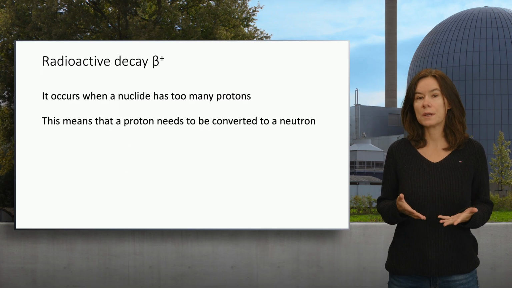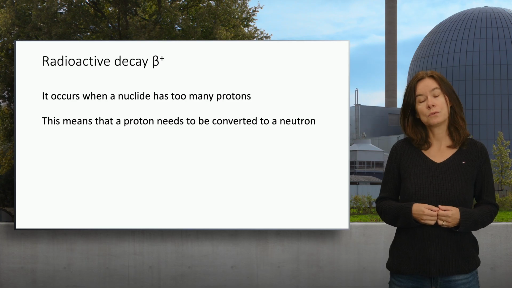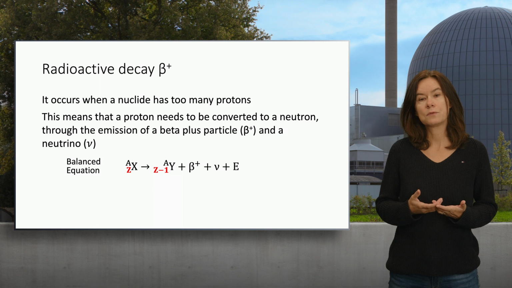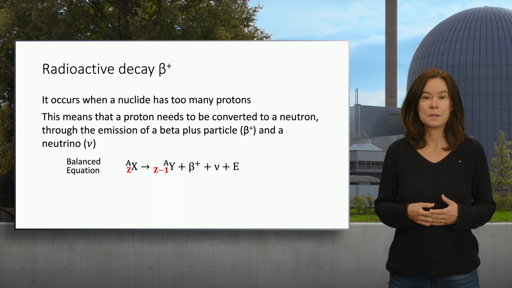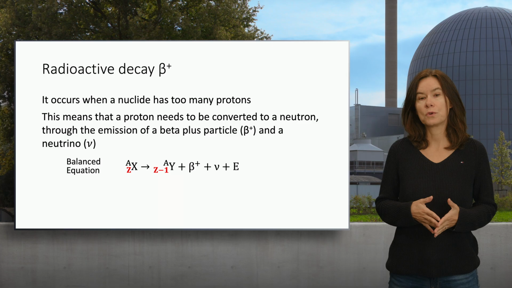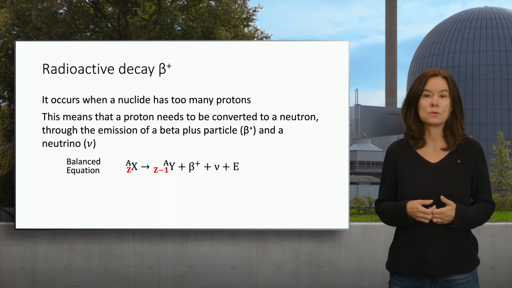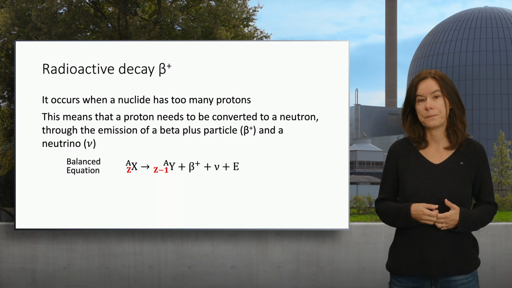Now, what happens if a nuclide has too many protons? In this case, a proton needs to be converted to a neutron. Here you can see the balanced equation for beta plus decay. This decay produces a new element with one fewer proton, so the atomic number Z decreases by 1 for the newly formed nuclide Y. The mass number A remains the same as a neutron is formed in the process.